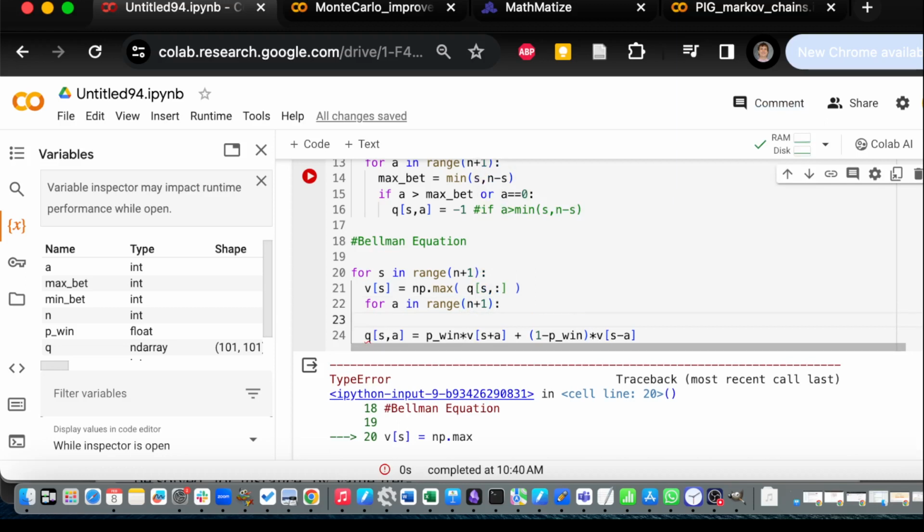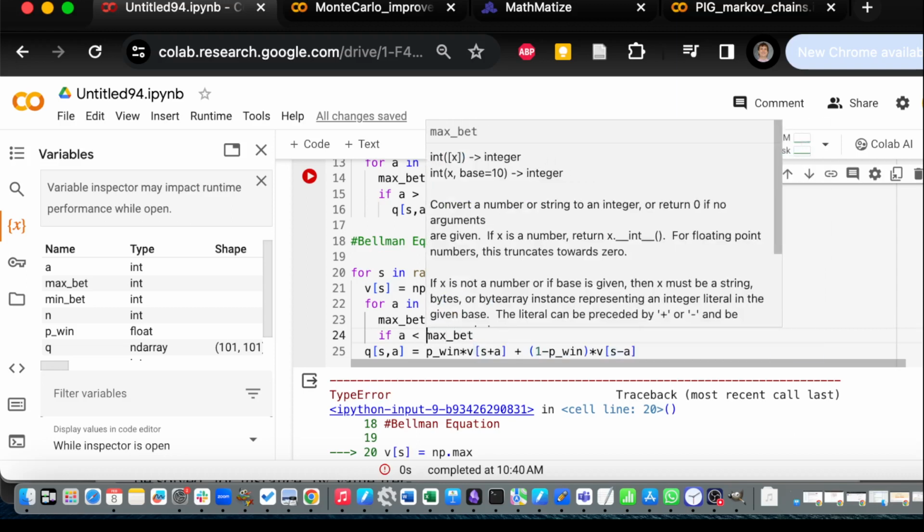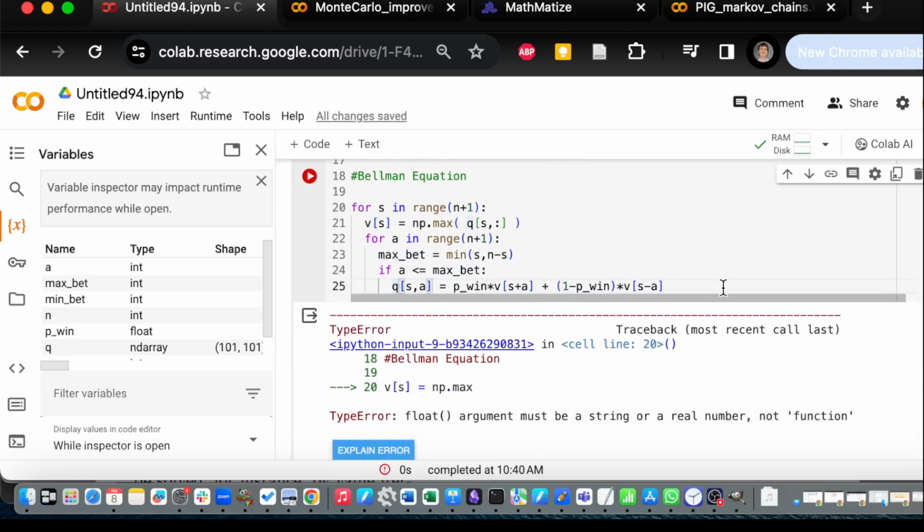Either S plus A or S minus A will leave. So the max bet is the minimum of S and n minus S. And we're only going to do this if A is allowed. So A is less than, I guess less than or equal to, the max bet. Then you can do this. OK, so there's Q.